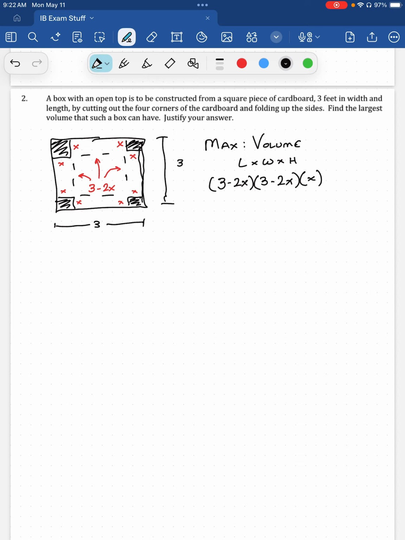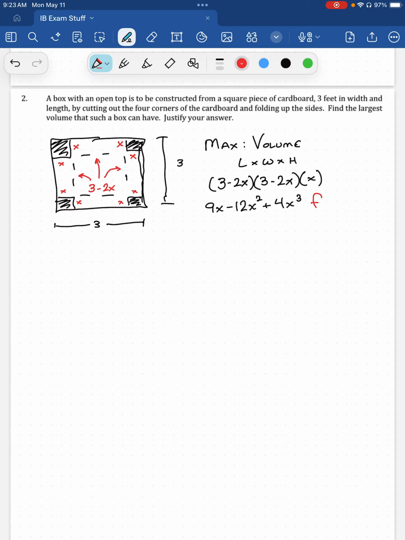So multiplying that all out, 3 times 3 is 9 times x, so we get 9x. Minus 6x is minus 12x, and times another x is minus 12x squared. And then 2 times 2 is 4x. And we're going to go ahead and multiply that by 1 more x to get 4x cubed. That is going to be my function.